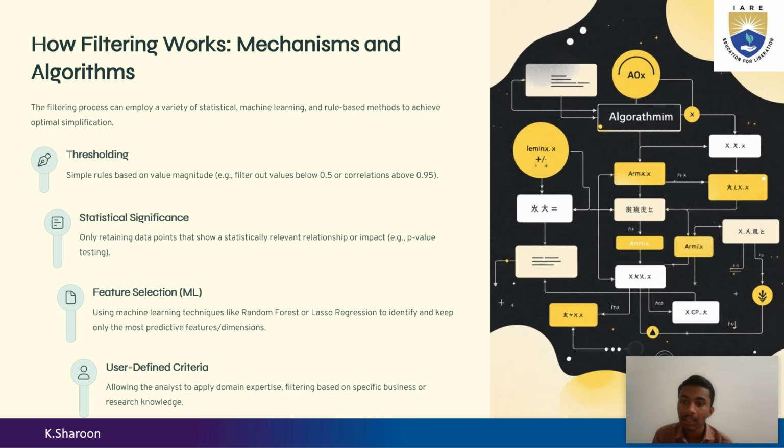Statistical significance: how it works is only retaining data points that show a statistically relevant relationship or impact. Example, p-value testing. And feature selection with ML, using machine learning techniques like random forest or lasso regression to identify and keep only the most predictive features or dimensions. And user defined criteria allow the analyst to apply domain expertise, filtering based on specific business or research knowledge.